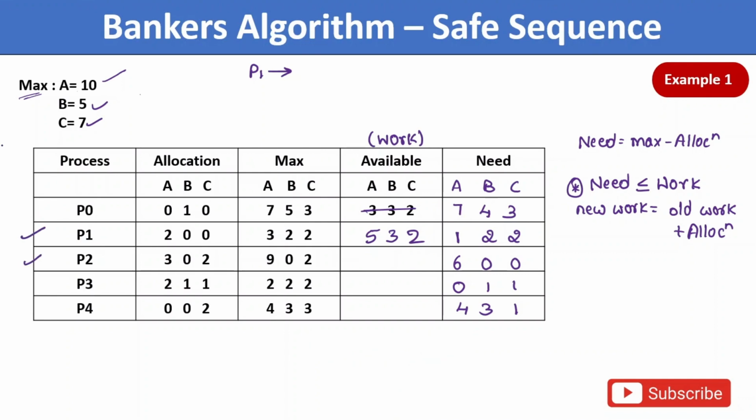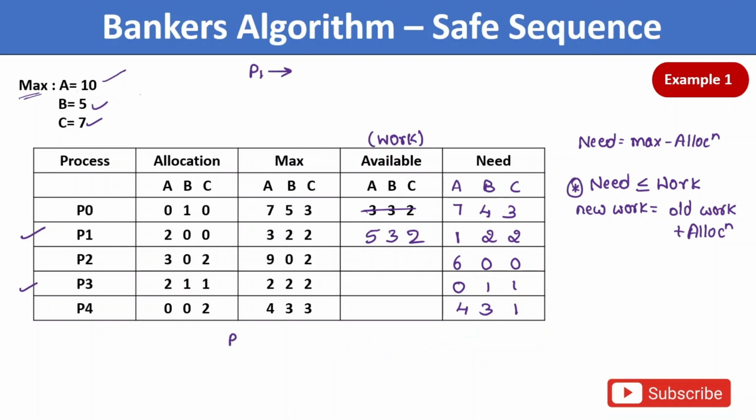So now let's move to process P2. Process P2's need value is 6, 0, 0, which must be less than or equal to the updated available value, 5, 3 and 2. 6 is less than or equal to 5, 0 less than or equal to 3, 0 less than or equal to 2. 6 less than or equal to 5. In the first point only it is not satisfying. 6 is not less than or equal to 5. So P2 must also wait.